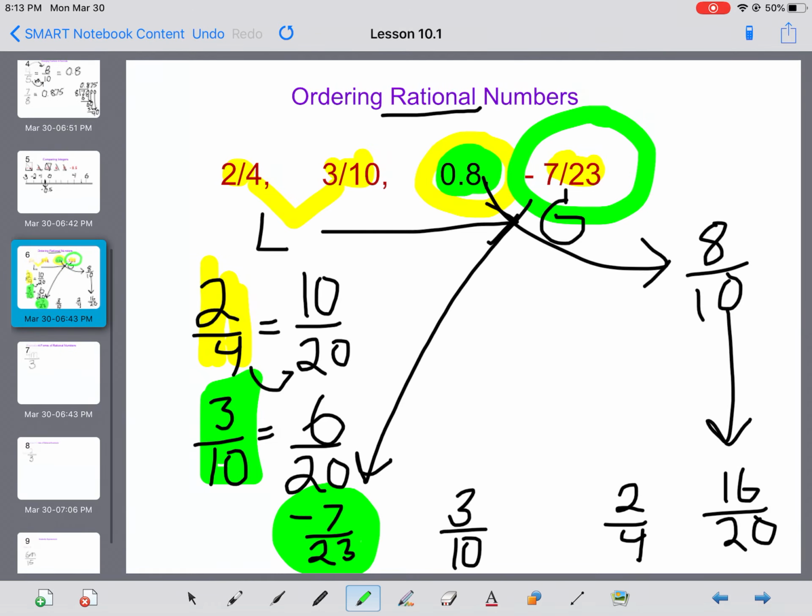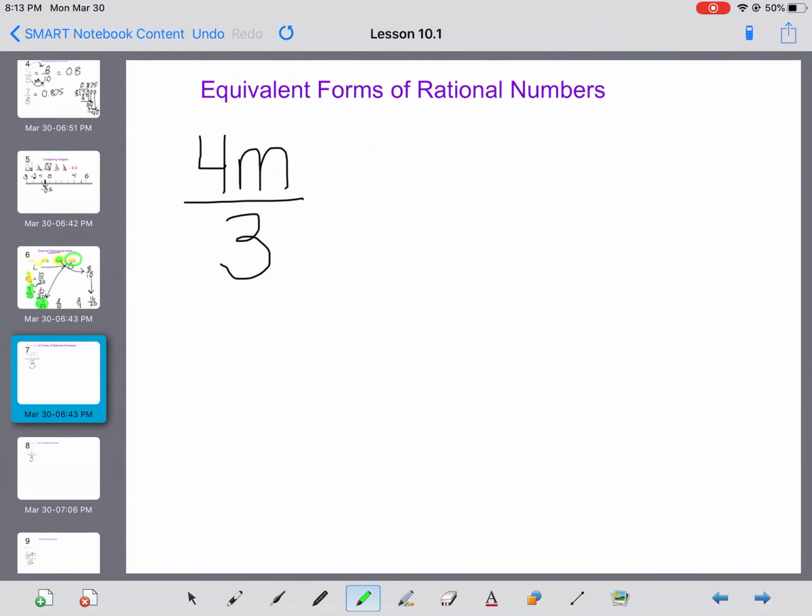All right, if you're finding this is a lot of information, the handy thing about YouTube is you can just pause the video and come back to it later. We have 3 more slides to go. All right, this is also new to you. This is talking about equivalent forms of rational numbers.